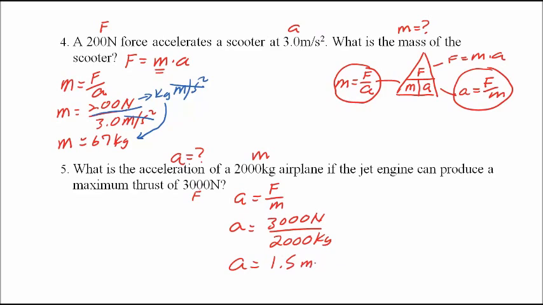meters per second squared. Now again, remember that that Newton is actually a kilogram meter per second squared. So that kilogram is going to factor out right there. And so the meter per second squared is the unit that comes down to our answer. So the answer here is simply 1.5 meters per second squared.